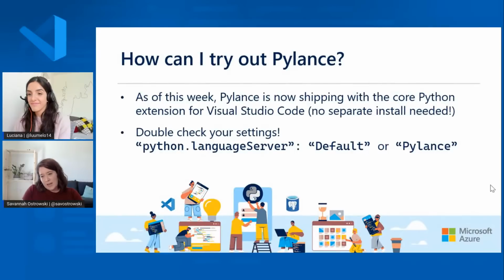So once again, before flipping over to VS Code to show you some of those features, I just want to mention that you don't have to do any separate install for Pylance anymore. It's included in the box with the core extension. But if you've previously set a language server, you'll want to just double check that your language server is either set to default or Pylance.